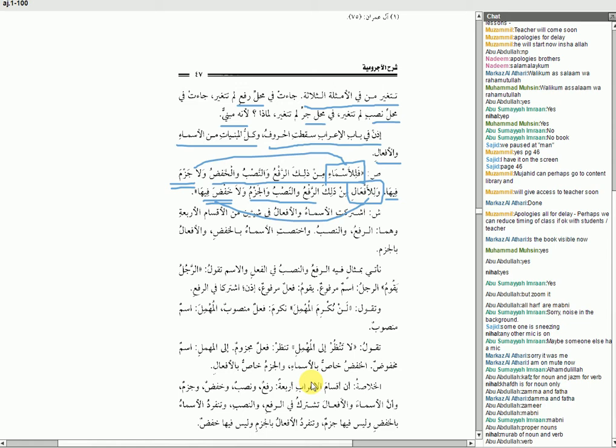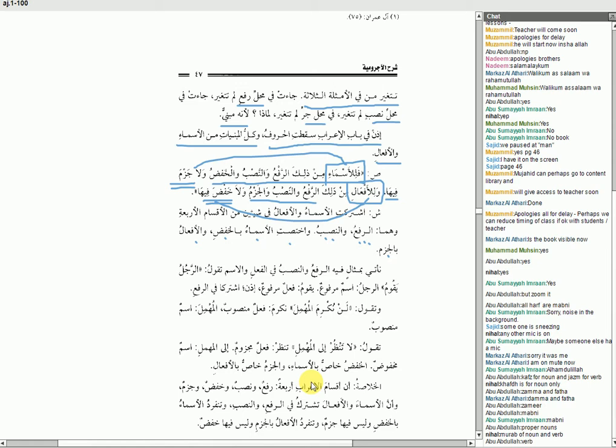جيد. Shaykh Uthaimeen says, اشتركت الأسماء والأفعال في شيئين من الأقسام الأربعة وهما الرفع والنصب. He said that the verbs and the nouns, of these four signs of i'rab, they shared two of them, the raf' and the nasb. واختصت الأسماء بالخفض, and the asma had the khafd specifically for them, and the af'al had the jazm specifically for them. So the verbs have jazm specifically, the nouns have khafd specifically, whereas the raf' and nasb are open to both.